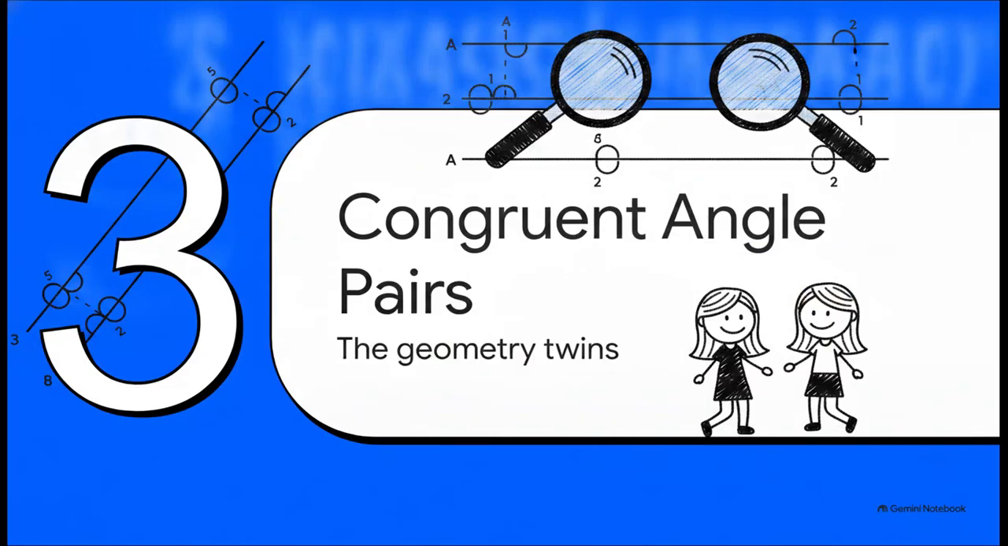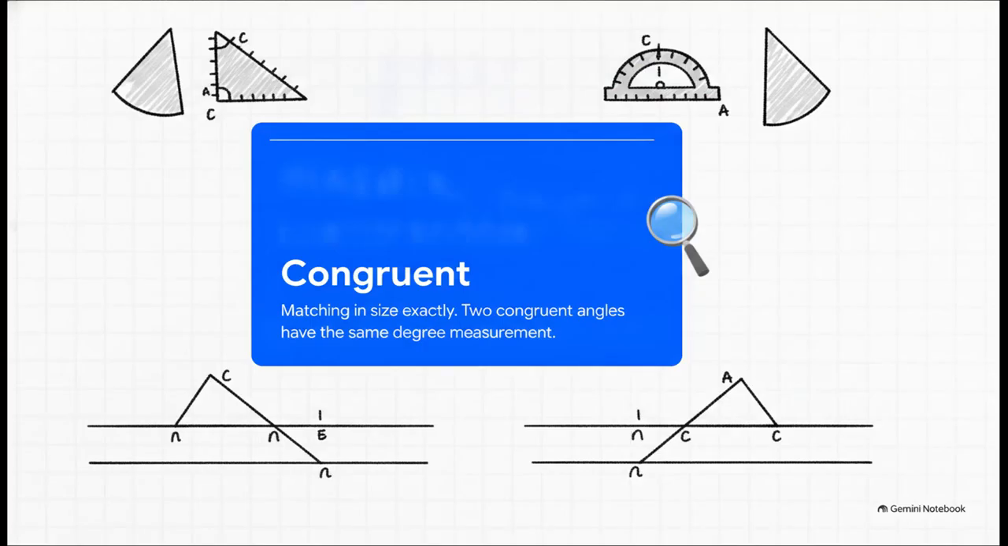Section 3, congruent angle pairs, the geometry twins. Let's discover these geometry twins because when a transversal slices through parallel lines, it actually creates identical copies. First, let's make sure we're absolutely crystal clear on our vocabulary here. You're going to hear mathematicians use the word congruent constantly. Congruent simply means the same, matching in size exactly. If we were to take a protractor and place it on two congruent angles, we'd get the exact same degree measurement right down to the decimal.